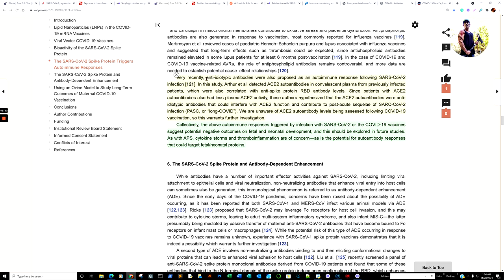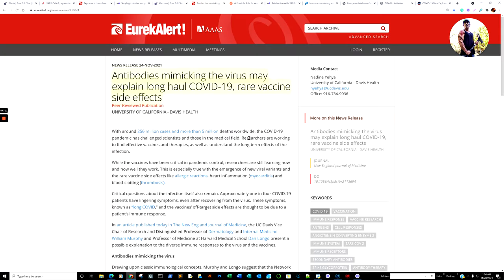Anti-idiotypic. Is it idiotypic or idiotypic? And long COVID. And then, following 1 week later, here we are. Now, out of respect for the researchers, I'm only going to highlight a few sections, and I'm not going to add any publisher bias or any further conjecture because these are really touchy areas, and I want to keep the review as clean as possible. So just by reading the title itself should give you adequate information in regard to questions. Antibodies mimicking the virus may explain long-haul COVID-19 rare vaccine side effects.